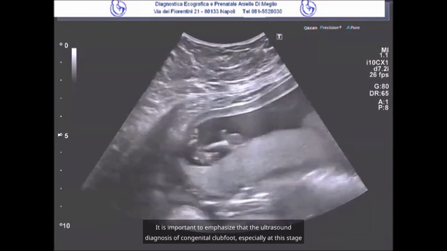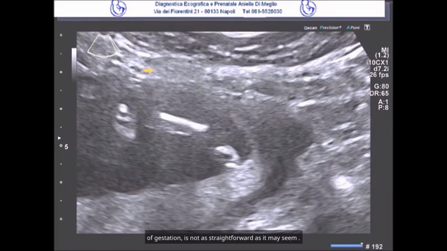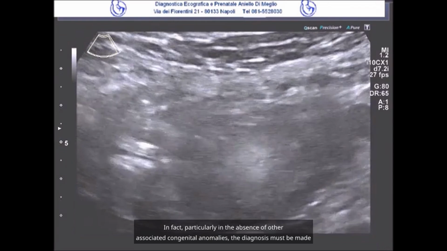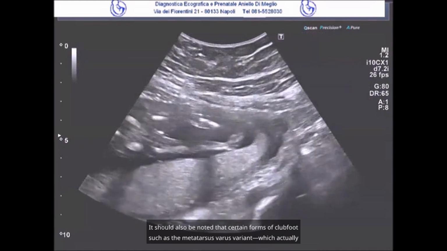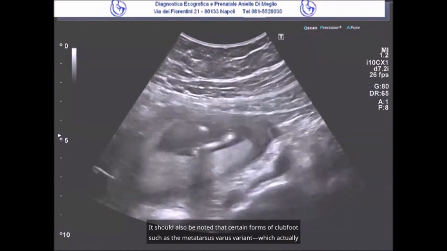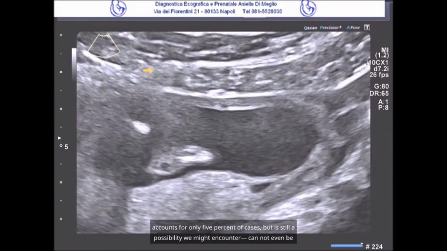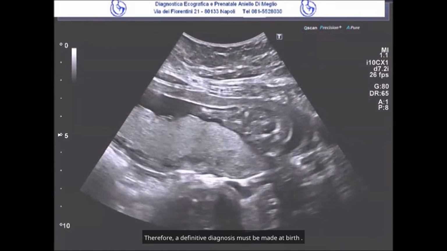It is important to emphasize that the ultrasound diagnosis of congenital clubfoot, especially at this stage of gestation, is not as straightforward as it may seem. In fact, particularly in the absence of other associated congenital anomalies, the diagnosis must be made with extreme caution. It should also be noted that certain forms of clubfoot, such as the metatarsus varus variant, which actually accounts for only 5% of cases, but is still a possibility we might encounter, cannot even be detected prenatally. Therefore, a definitive diagnosis must be made at birth.